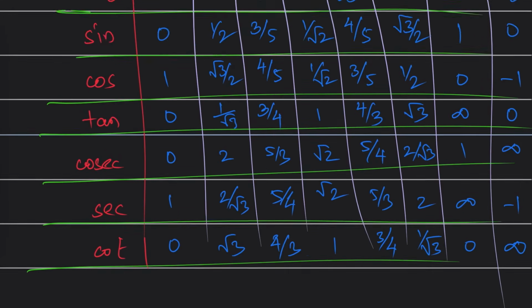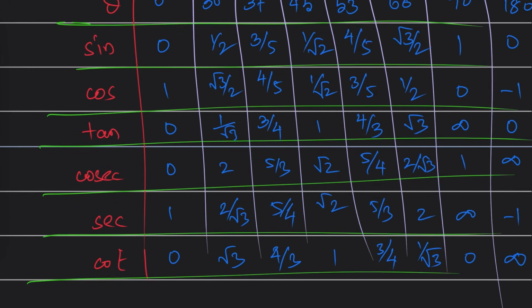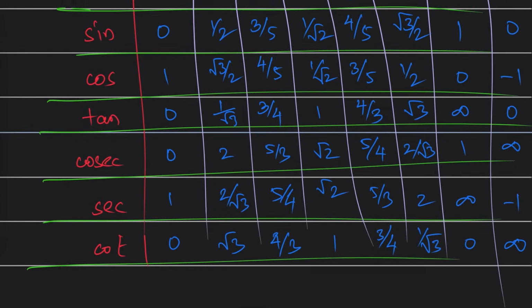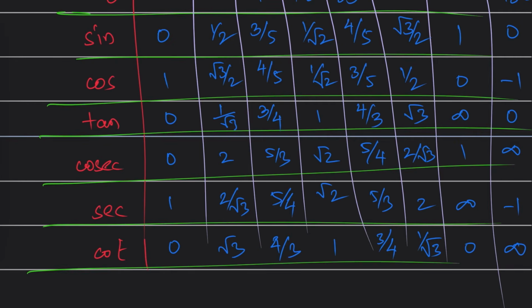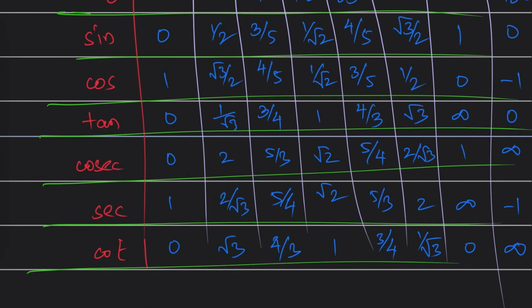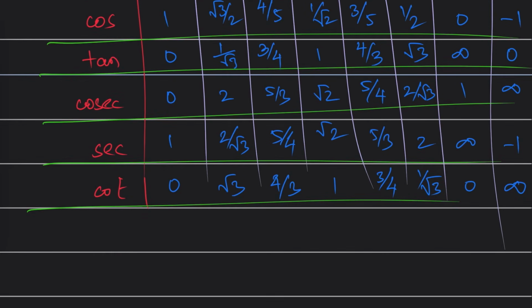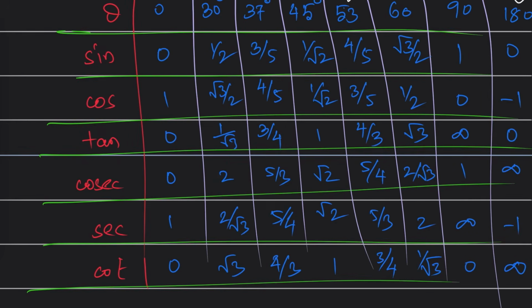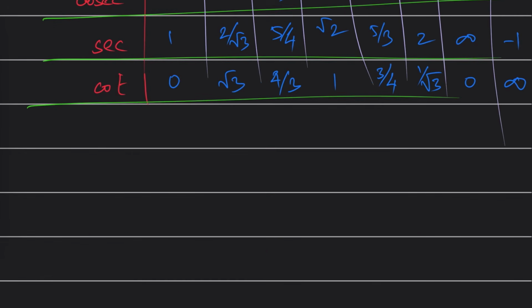This is the chart you should remember. It's a very important chart. And what are the additional things? Most of you know the extra things. The extra information I'm giving here is 37, 53 and 180 degree for all functions. So let me discuss the 37 and 53 proof.